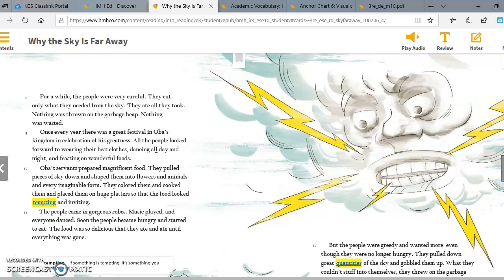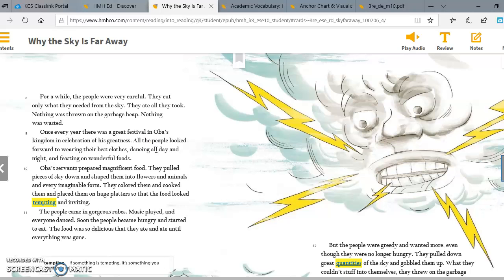So this is another good place where we can visualize. The text here tells me that the people wore their best clothes. So I can imagine colorful, very fancy robes. I can hear the noise of the party, people talking and laughing and eating, maybe loud dance music playing. I can see and smell huge trays of sky food and amazing shapes of animals, flowers, and all kinds of forms. The text also tells that the people ate everything until it was gone. So I can picture people eating greedily and without care. The illustration helps me to visualize this party.